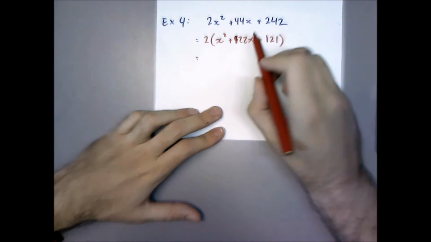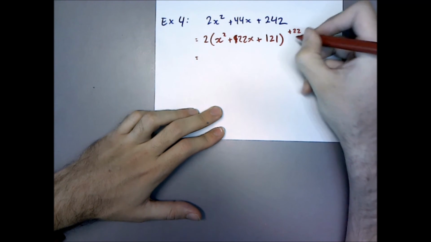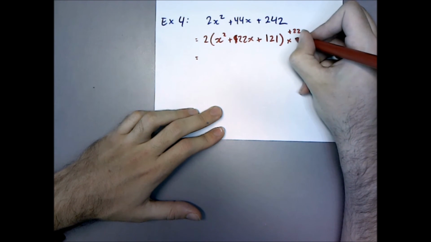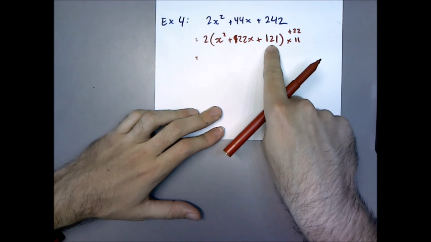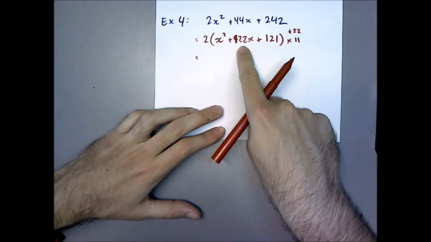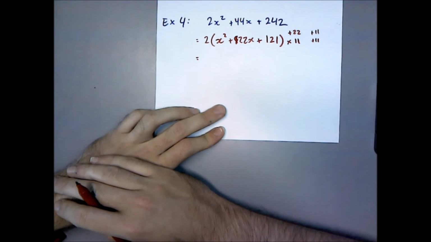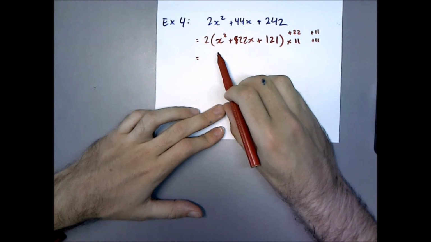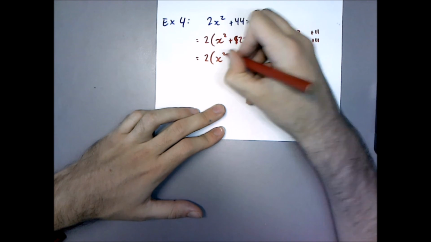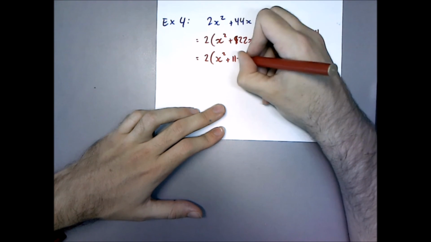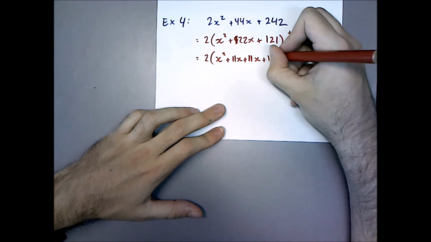So what I need to do is try and find some numbers that add to get that middle number. So they have to add to get 22, and they have to multiply to get 121. Now this one's not too difficult. 11 times 11 is 121. 11 plus 11 is 22. So my numbers are going to be plus 11 and plus 11. So they're going to be the same. So now what I need to do is deconstruct it again. It's going to be 2 times x squared plus 11x plus 11x plus 121.